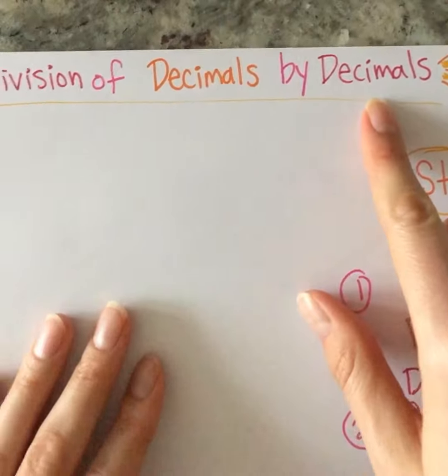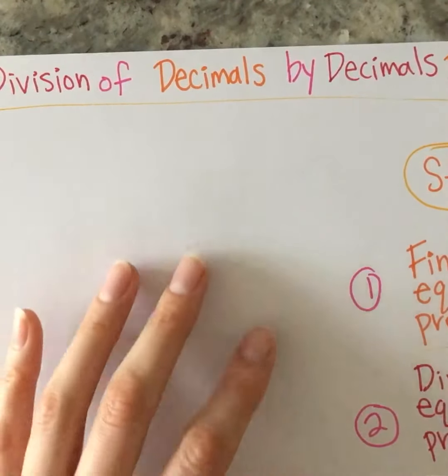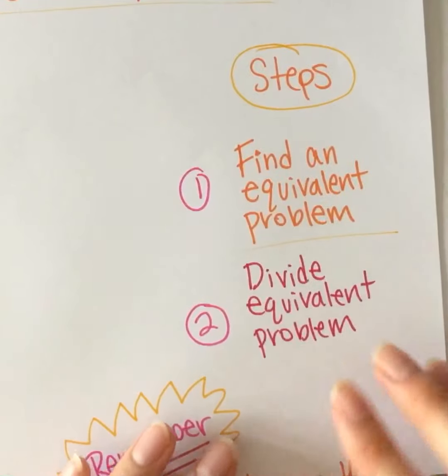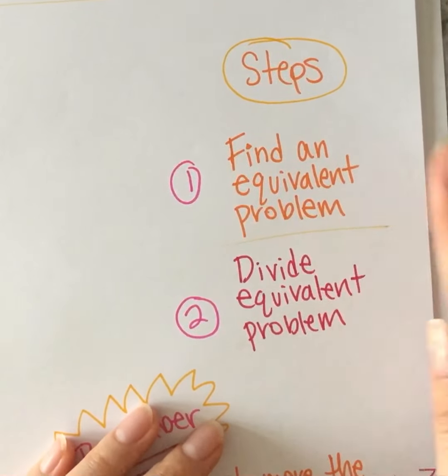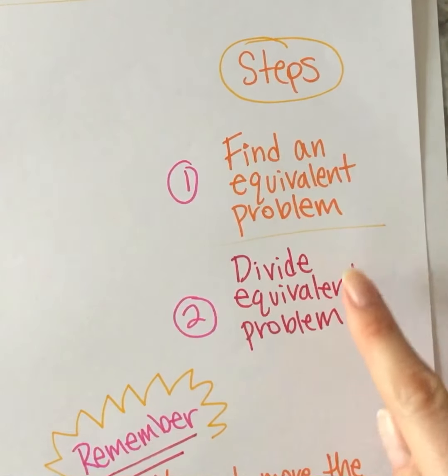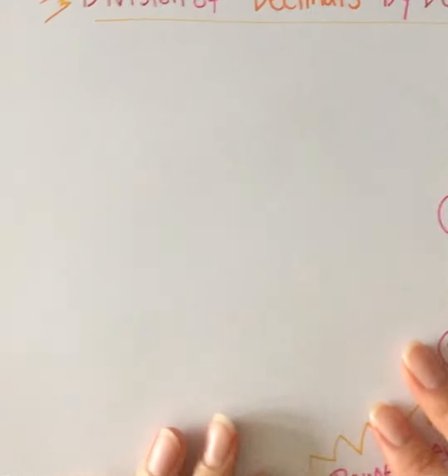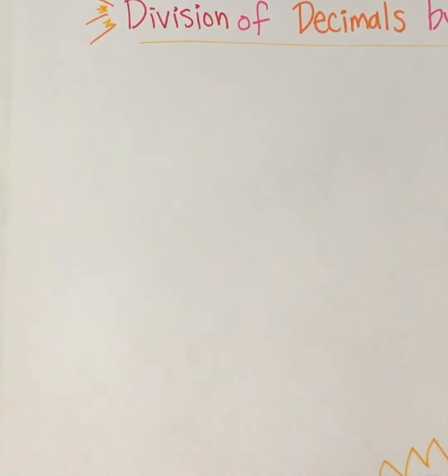Today we're going to be solving division problems, but we're going to be doing division of decimals by decimals. So both numbers are going to have a decimal in them. We are going to be solving these with two steps. First, we need to find an equivalent problem for each, and then we will divide the equivalent problem to get our answer. So let's practice this together.